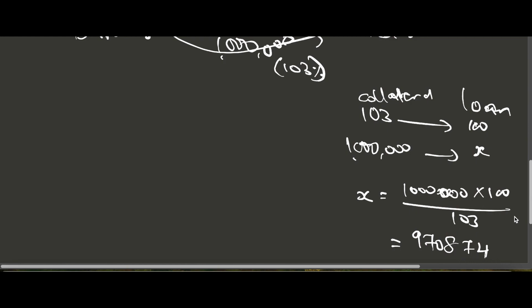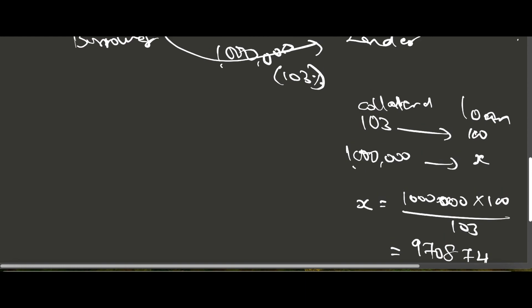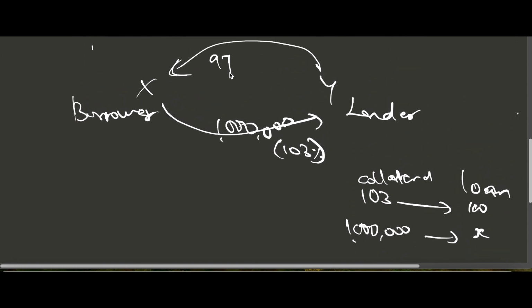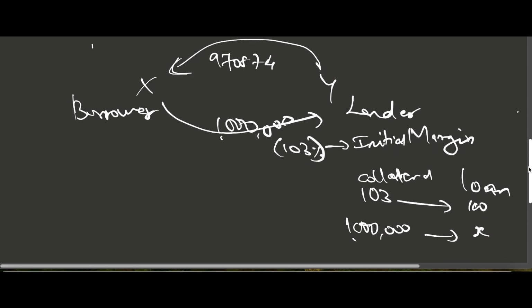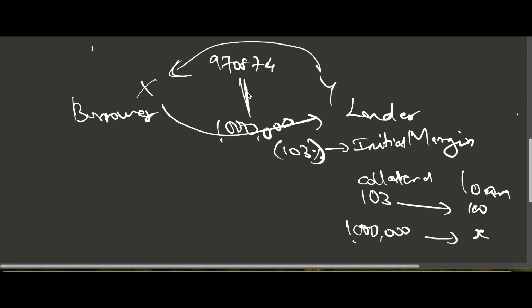970,874. Okay, so that means he can borrow 970,874. Okay, and this is called initial margin. Initial margin, the amount that the borrower is supposed to keep with the lender initially. Okay, and this difference of amount is called haircut.